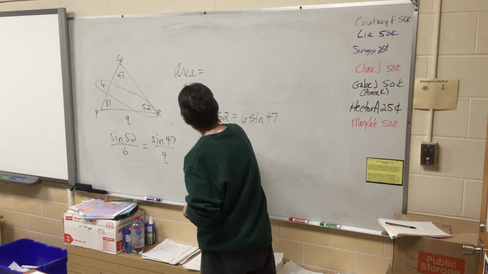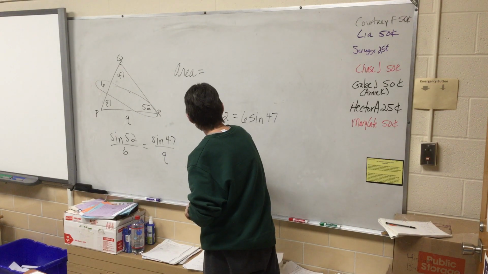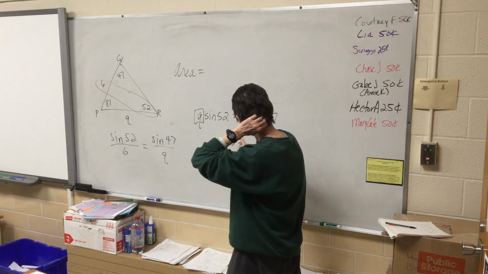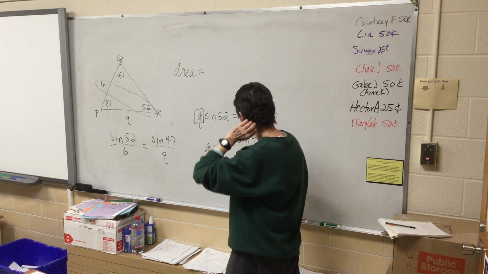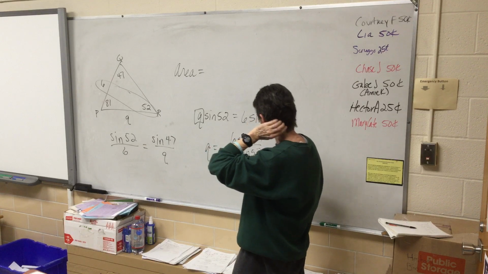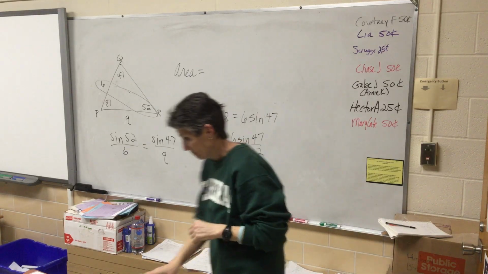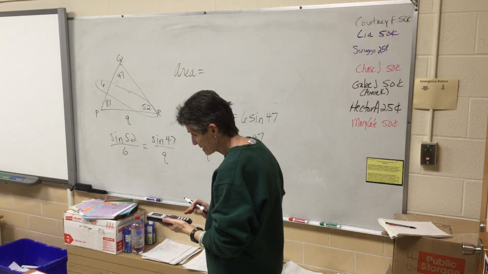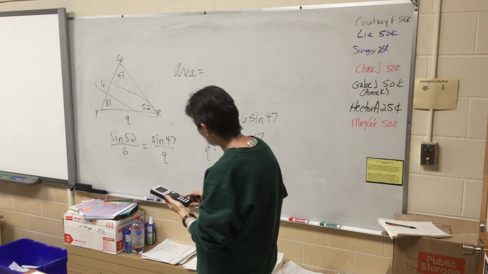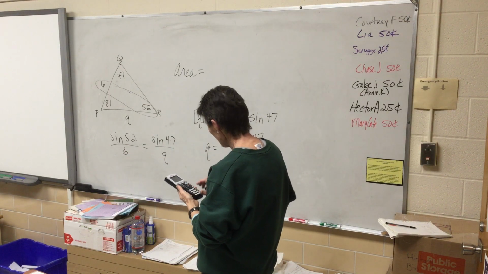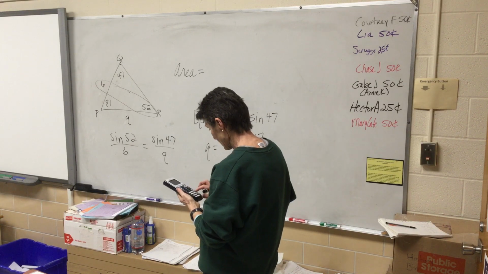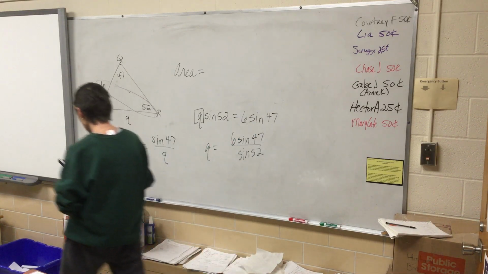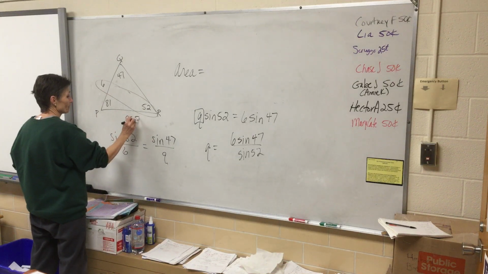So Q is my variable, so I'll divide by sine 52, and Q equals 6 sine 47 over sine 52. I just type that in. I don't second sign that, right? I just type it in. 6 sine 47 close parentheses divided by sine 52. I got 5.57.